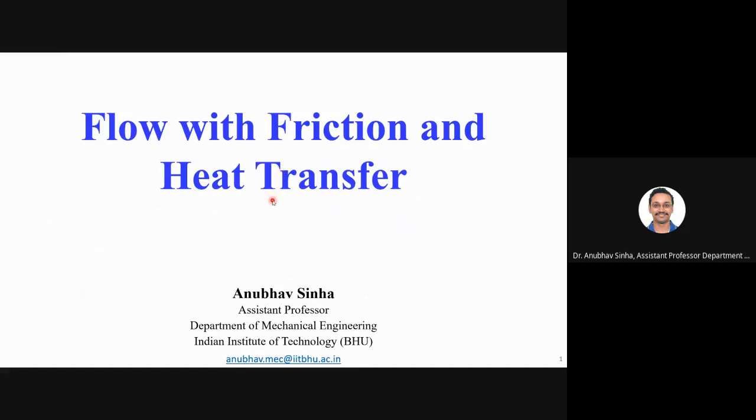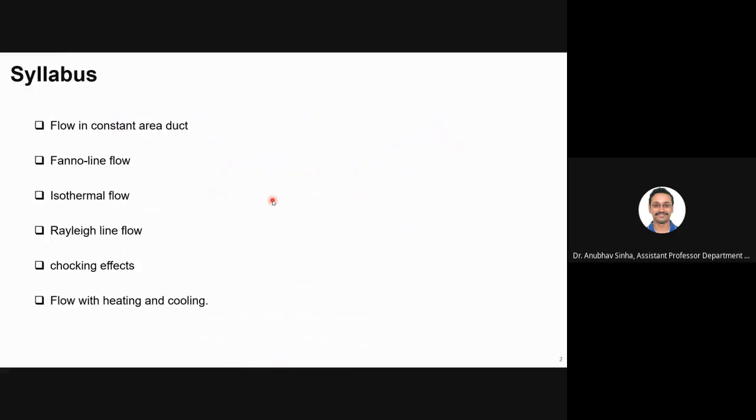So this is the syllabus. We'll talk about flow in constant area duct, and we'll talk about the Fano line. So what is a Fano line and how do we draw it? That we'll see. We looked into isothermal flow without any temperature change. We'll talk about Rayleigh line flow. We'll see what the choking effects are, and flow with heating and cooling. So this is what is given in your syllabus.